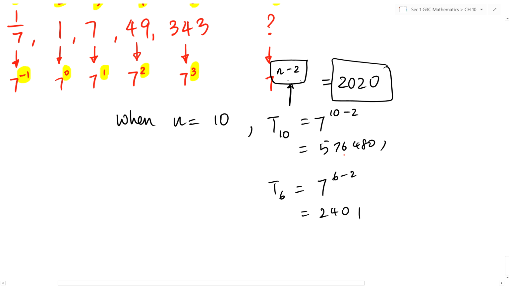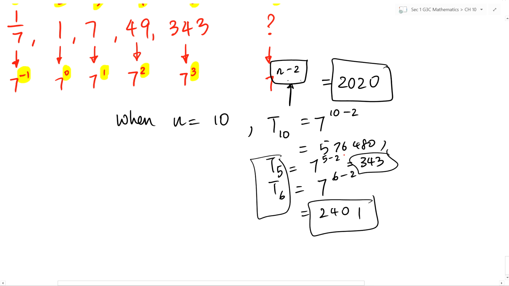We exceeded already, right? What happens when we have T5? Term number 5 is actually 7 power 5 minus 2, which is 7 power 3. It's 343. Between term 5 and term 6, it is 343 and 2401. 2020 lies in between. Therefore, 2020 cannot be a term. There's no such term. Okay? So this is another approach that we can use. Guess and check to try and see. And that's all for our homework question for this exercise 10.1.